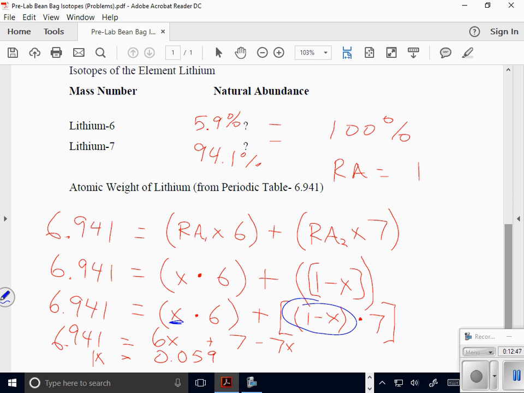Now, would this work if I had 3 variables, or if I had 3 different isotopes? No, I couldn't do it. Since I only have 2, it'll work. If I had 3 isotopes, I wouldn't be able to do it because there's too many numbers I don't know. All right? Does that help where the 1 minus x came from? Okay.